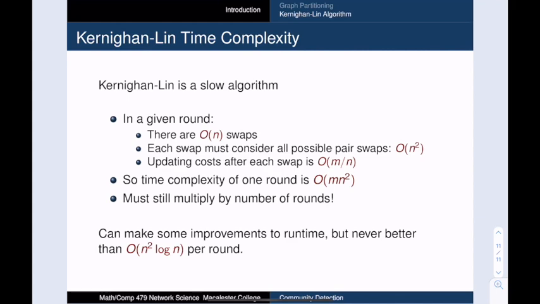Kernighan-Lin does well in practice, but it is a slow algorithm. And that's all that we're going to say about graph partitioning, except to note that the Kernighan-Lin algorithm is going to make an appearance in the community detection algorithms that we discuss in later videos.